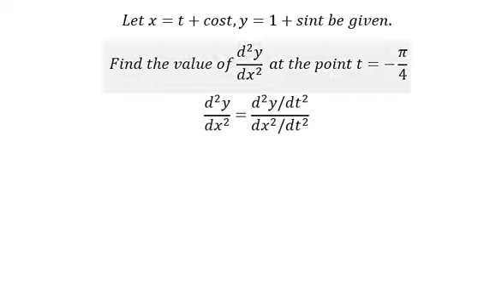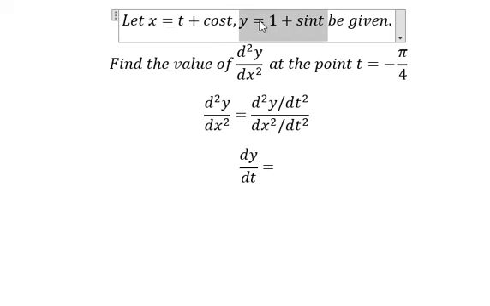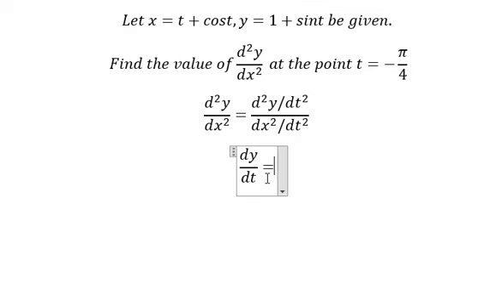So the first thing we need to find first derivative of y with respect to t. So that is about this one. So this one that is about the constant. So you got number 0. This one we have cosine t.